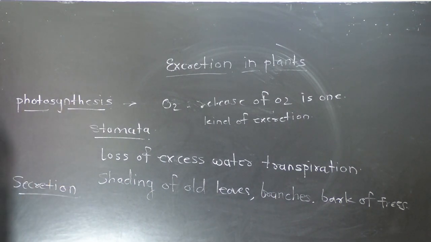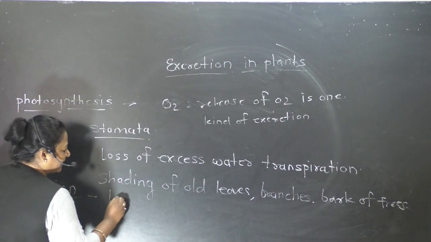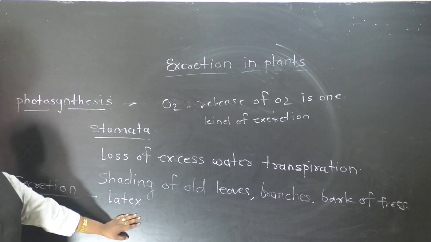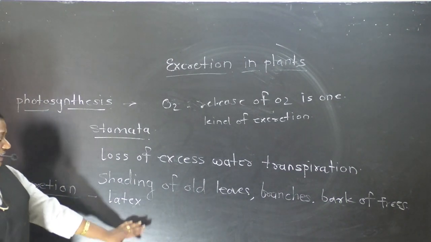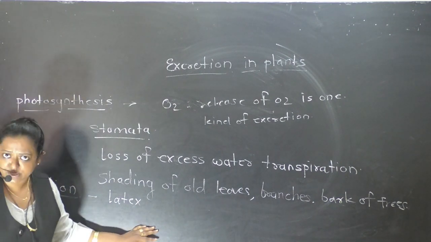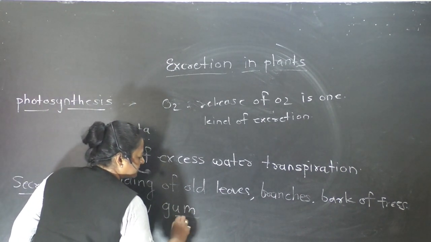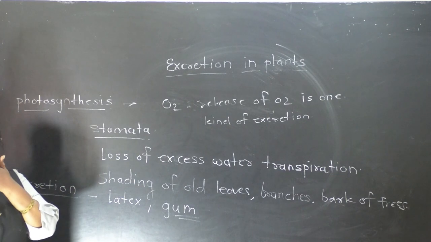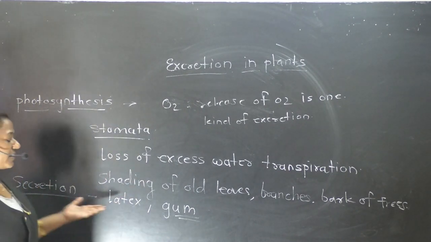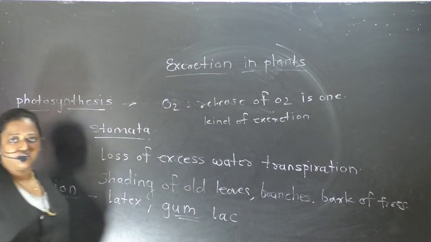Secretion is also one kind of excretion in plants. What do plants secrete? Plants secrete latex, a milky white juice. In Marathi we say cheek for it. So latex is a milky white juice. The plant sometimes gets rid of this latex, as well as gum. Gum, you know. In Marathi we say dinker for it. So this gum is also one kind of secretion of plants, as well as lac. Lac is also one kind of secretion of plants.